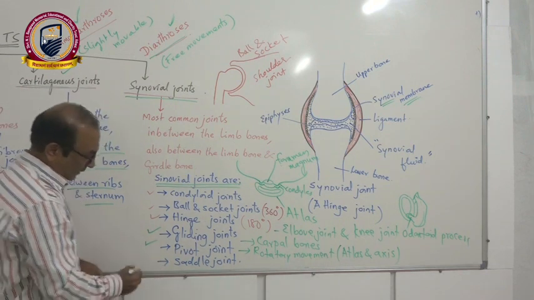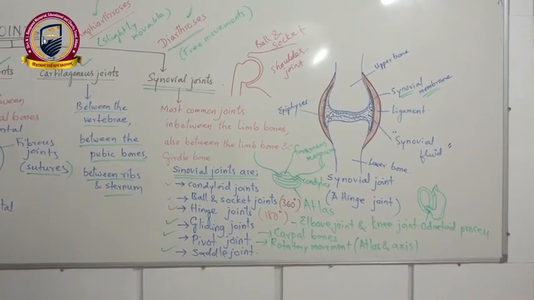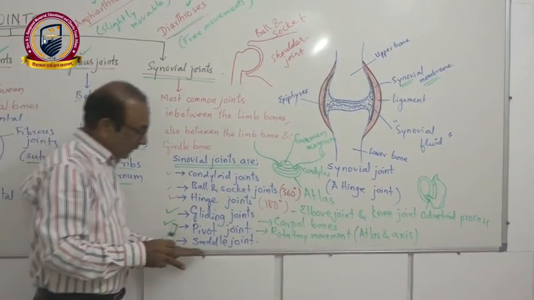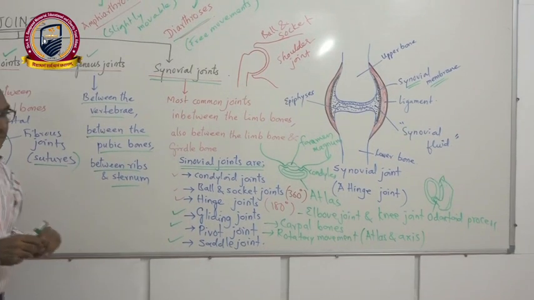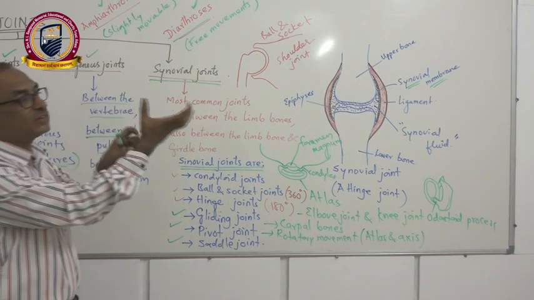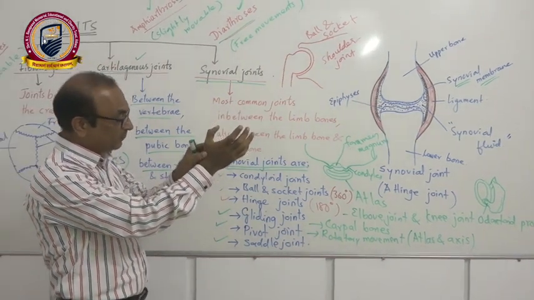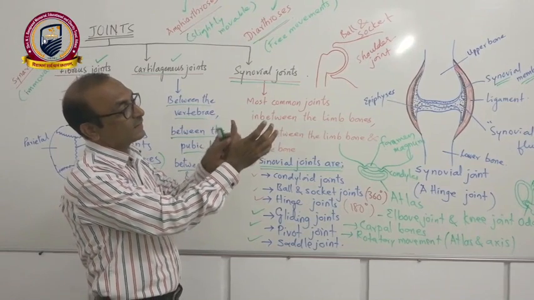And then we have the saddle joint. Saddle joint is the joint between the metacarpal and the phalanges. For example, at the thumb region, this is the metacarpal, and this is the thumb.